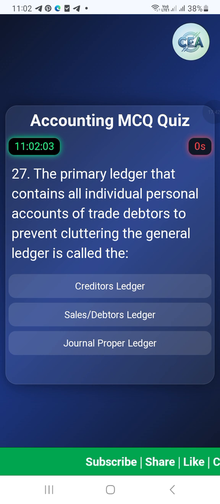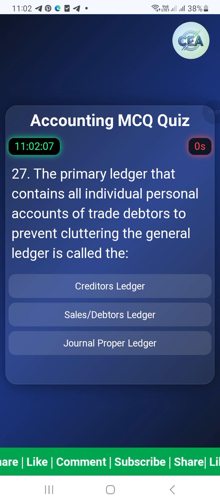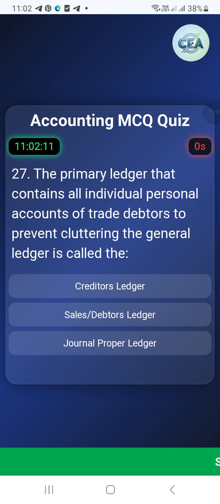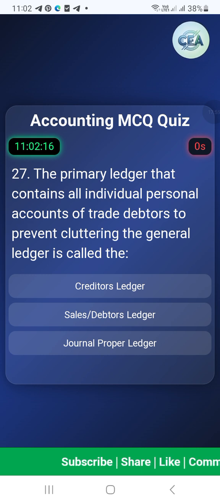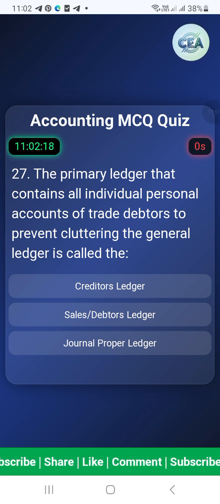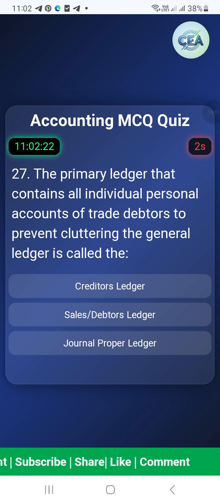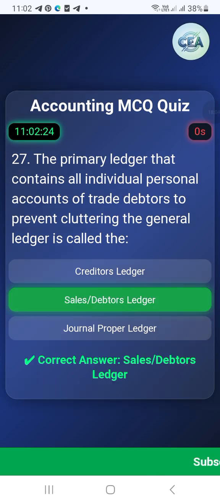27. The primary ledger that contains all individual personal accounts of trade debtors to prevent cluttering the general ledger is called the Option 1. Creditors ledger. Option 2. Sales debtors ledger. Option 3. Journal proper ledger. Correct answer is sales debtors ledger.